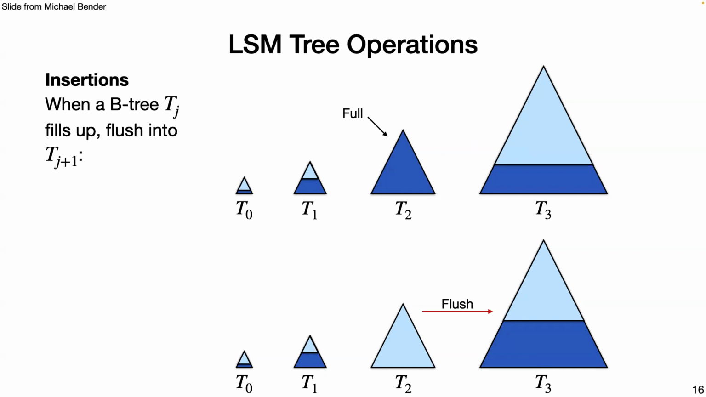Are they sorted then by value, by the key somehow? They're B trees, so B trees are sorted by key. No, I mean between the trees themselves. No. So, okay. Not necessarily.